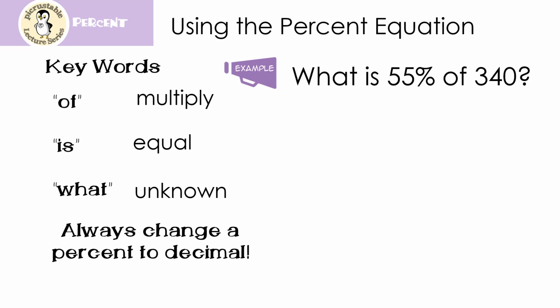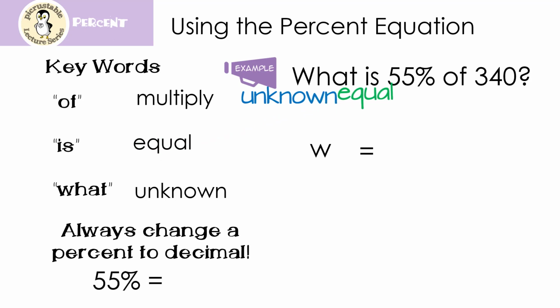What is 55% of 340? What is our unknown? So how about we just call it a W? Is means equals. We're going to put an equal sign. 55%, remember, changes to 0.55. So we're going to have 0.55.